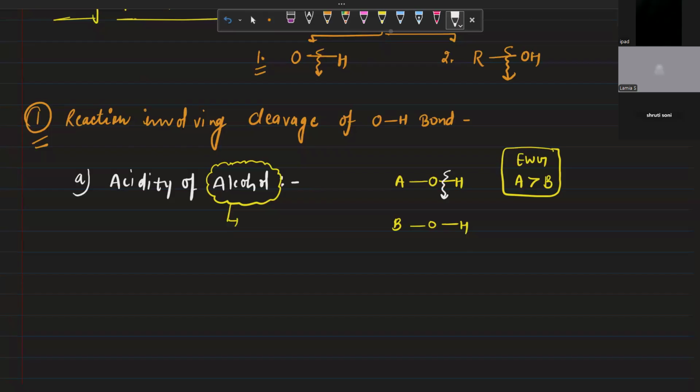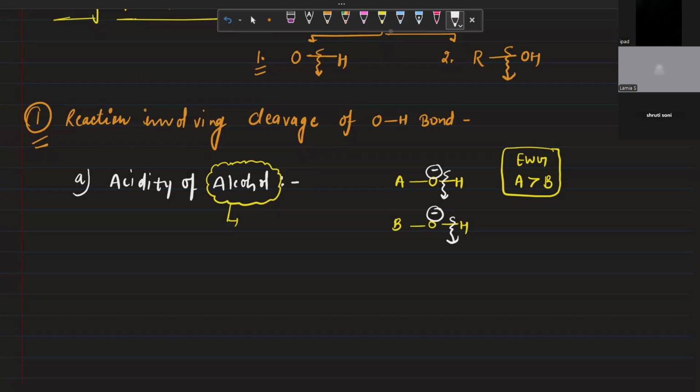Like after breaking of this bond, the oxygen is getting a negative charge in both the cases. So this negative charge is stabilized by an electron withdrawing group or an electron donating group? Withdrawing, absolutely. If a donating group is present, the oxygen already has a negative charge, meaning it also has extra electrons. So if an electron donating group is present over here, then the acidity of alcohol will decrease, while in case of an electron withdrawing group, the acidity increases. Okay, so that's how we check acidity of alcohol.